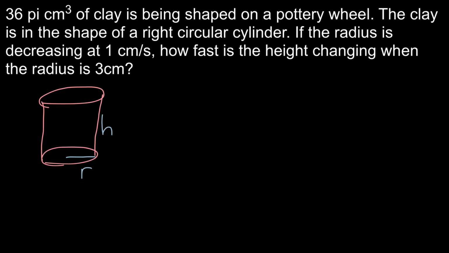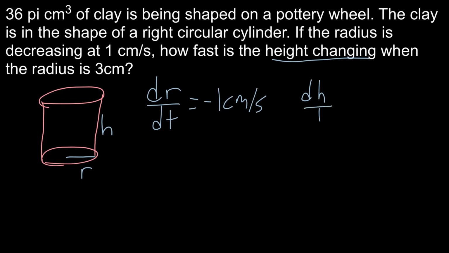Now we want to write out the rates we're given and the rates we're looking for. So it says that the radius is decreasing at 1 centimeter per second. This means that dr/dt is equal to minus 1 centimeter per second. And we want to know how fast the height is changing, or we're looking for dh/dt, specifically when the radius is 3. We don't know what this rate is, but we're going to look for it.